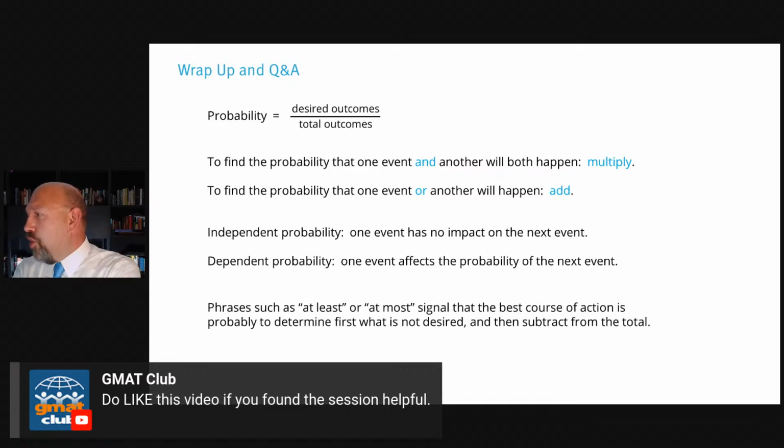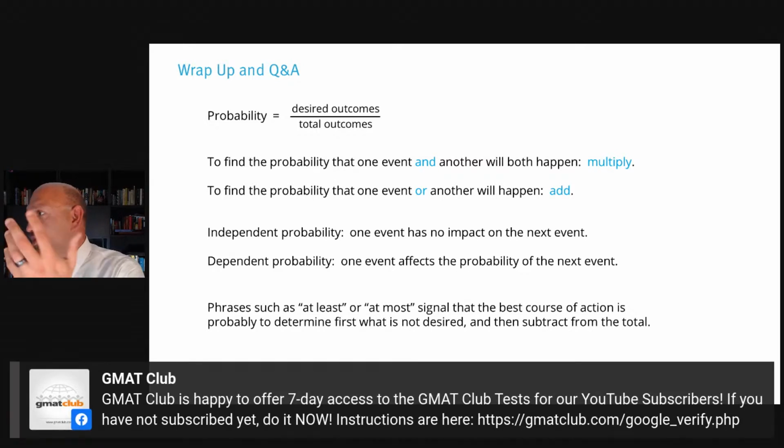And I hope we get to do another event. I'll leave that to our friends at GMAT Club that deals with combinations and permutations. I'm sure that would combine some probability too.